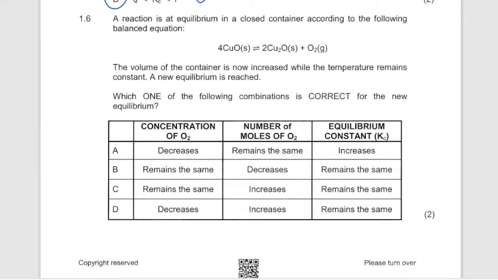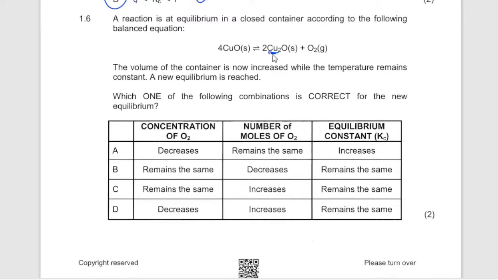The next question, they are saying that the reaction is at equilibrium in a closed container according to the following balanced equation. Copper oxide is equal to copper 2. This is copper 2, this is copper 1, gives you copper 1 plus oxygen.